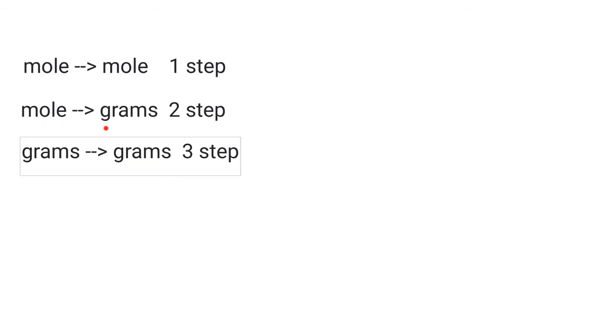Again, mole to mole, one step. Moles to grams or grams to moles. It can go either way, 2 steps. And grams to grams or grams to liters or liters to liters, molecules to grams, any of those would be 3 steps. And that's all you're looking at. You have 3-step possibilities. 3 being the toughest, but it's really not that hard once you get used to the flow of the problem.